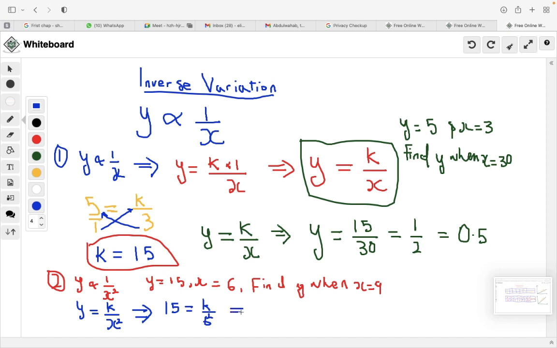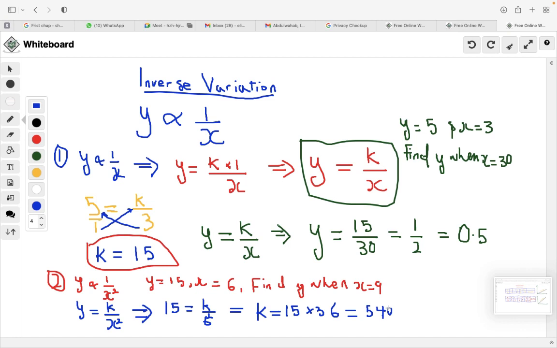If you cross multiply, k will be equal to 50 times 36, because 6 squared is 6 times 6, which is 36. So it becomes 50 times 36, that will give us a value of 1800. That's our value of k.